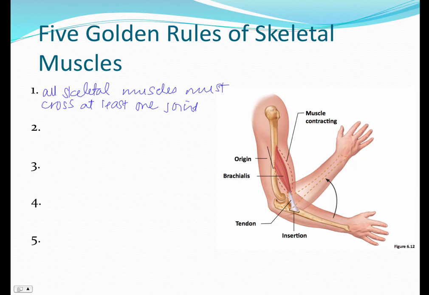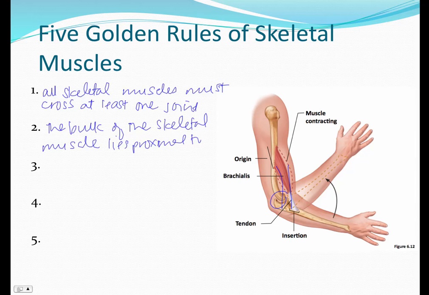As you can see here, we have a joint and we have this crossing over of a skeletal muscle. The second one is that typically the bulk of a skeletal muscle lies proximal to the joint that is being crossed. As we see here, the majority of the skeletal muscle is proximal. Remember, proximal is closer to the point of origin or attachment site. So we have most of that over there, part of the humerus.